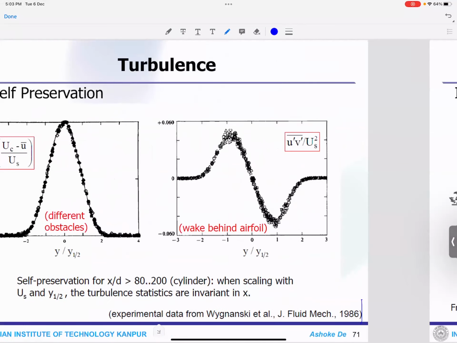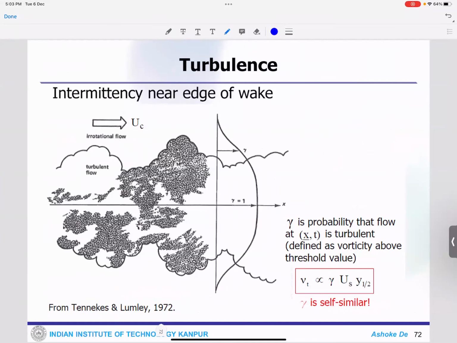These are not important. Another thing you can see in the wake is the intermittency near the edge of the wake. And these pictures are taken from the classical book of Tennekes and Lumley.